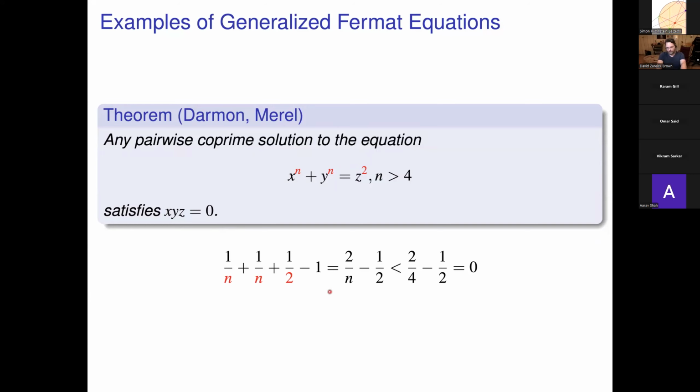So it's 1 over n, 1 over n, and a half. So you get 2 over n, it's here, minus 1/2, that's this part. And this is strictly less than 0 if n is greater than 4. Okay, so when n is greater than 4, you do a short computation, and the Darmon-Granville theorem tells you, so same Darmon, that this fixed equation has finitely many solutions.